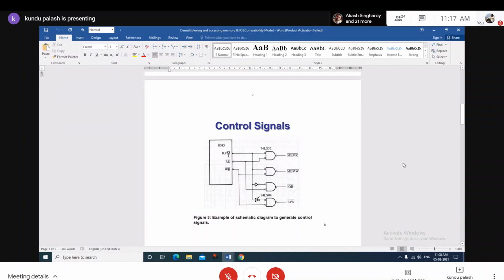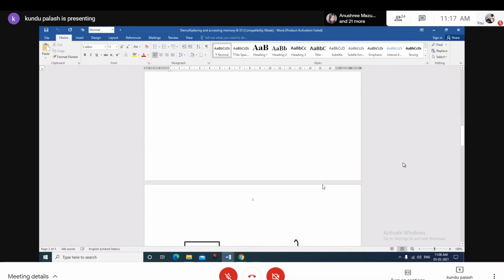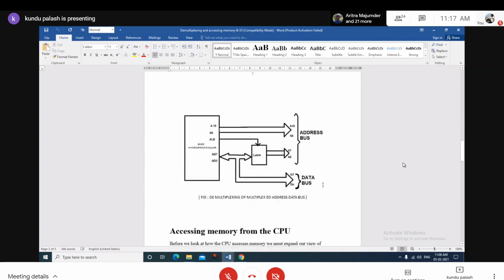So that means the input signals are three, but the outputs are four. Two of which are used for memory interfacing and two are used for I/O interfacing. So that is the technique for how the control and timing signals will be generated.